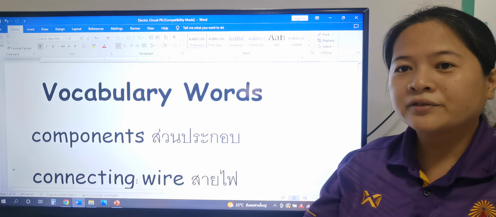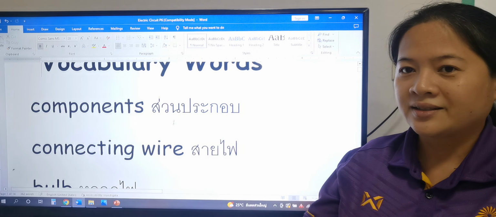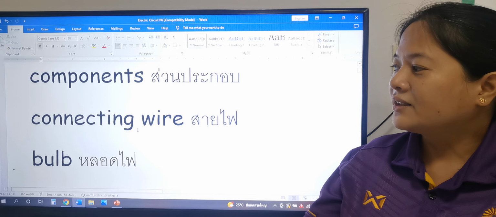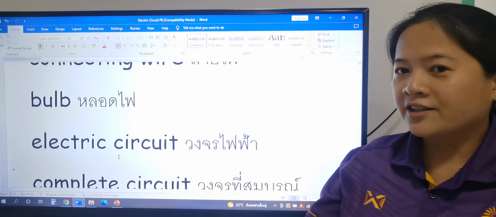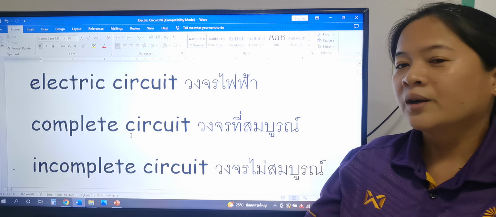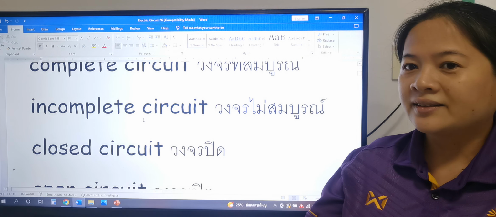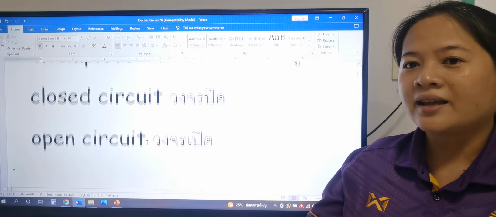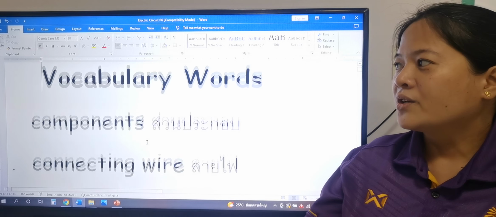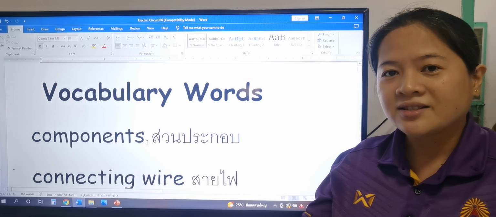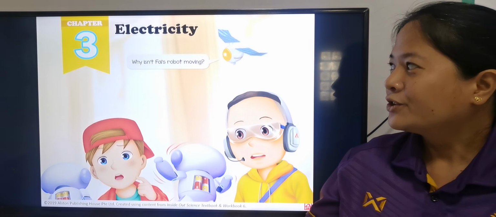So here are the vocabulary words that you have to be familiar with. First, we have components, okay, components, and then connecting wire, bulb, electric circuit, complete circuit, incomplete circuit, closed circuit, and open circuit, okay? So just be familiar with these words so that when we go on to our lesson, you can know what we're talking about, okay? So let's go back to our lesson, okay?